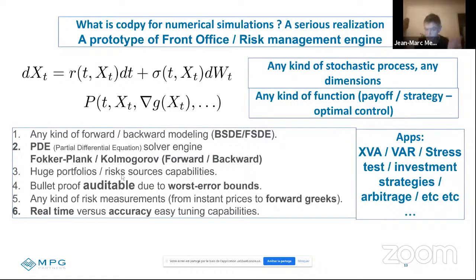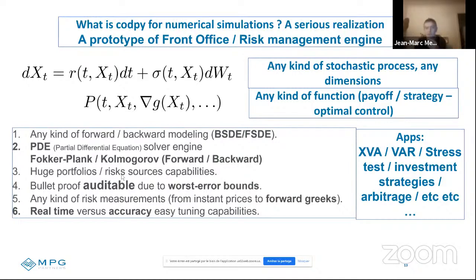We have been doing this kind of example for 5 years now. What we have achieved so far is a fully functional prototype of a front office risk managing engine. It means that you can input in this engine any kind of stochastic process in any dimension. It means any stochastic local volatility, you can even feed it with historical data. And you can also consider any kind of function. It means payoff strategy. You can also compute optimal control strategy. That means hedging, whatever you want. I think we can deal with and handle any problem coming from industrial finance today with this framework.